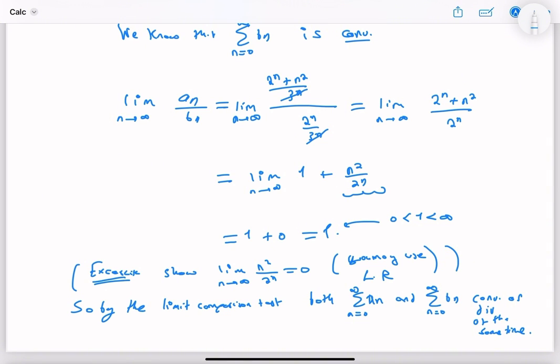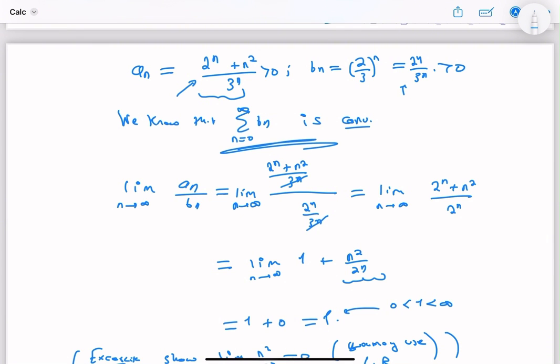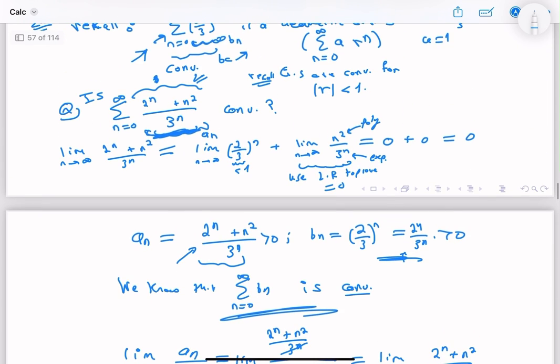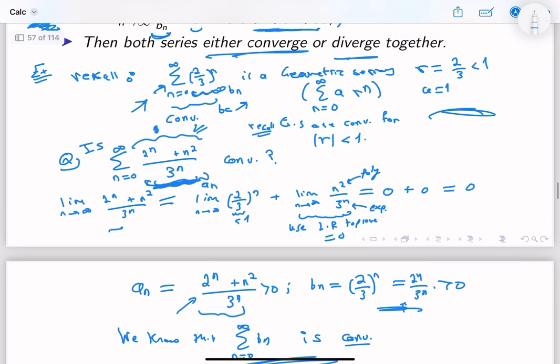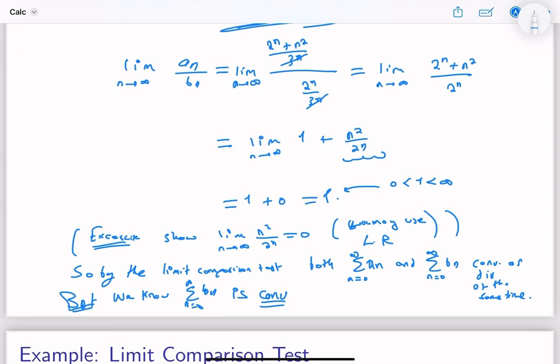So this is what the theorem is telling us. But we know that the sum of bn from n equals 0 to infinity is convergent. So this thing we know, right? We know from here, because we know that this is a geometric series, just as we discussed over here, right? It's a geometric series with r strictly less than 1. And we know that the sum of bn is convergent. So since they both converge or diverge at the same time, then the sum of an as n goes from 0 to infinity is convergent.